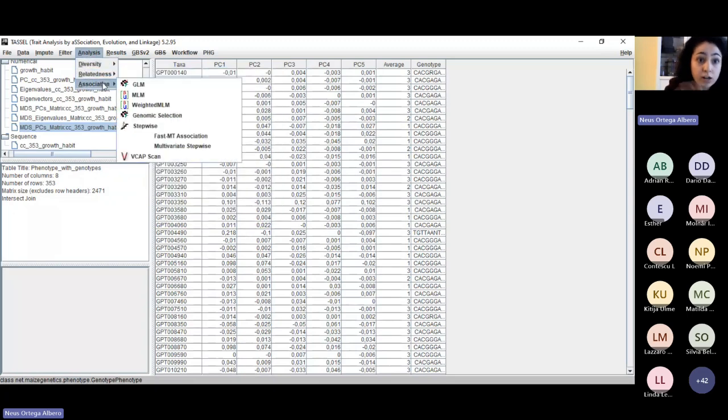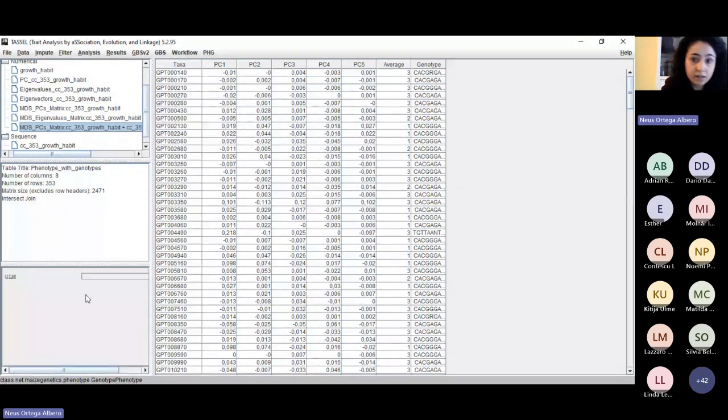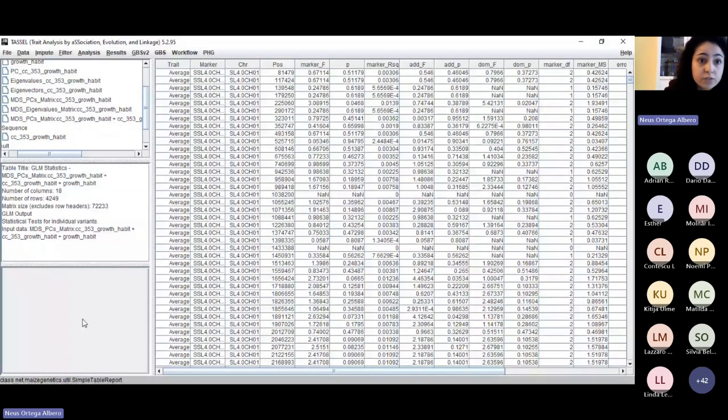We just go to association and we do a GLM analysis. It's a general linear model, which is a simple statistical model to do GWAS, but taking into account these relations between individuals. So this can take a while. Okay, let's see. Okay, easy. And now we're going to see the results.